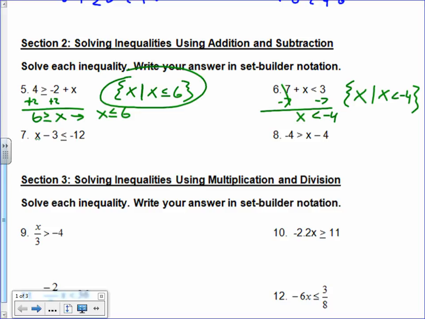Number 7, x minus 3. Gotta get rid of that -3 by adding 3 to both sides. So you have x is left over here, less than or equal to -9 you'd have. And here's set builder notation.